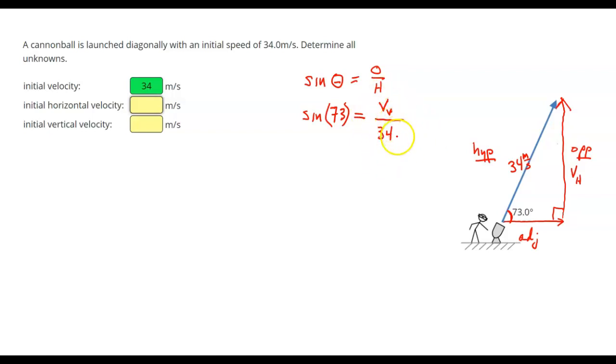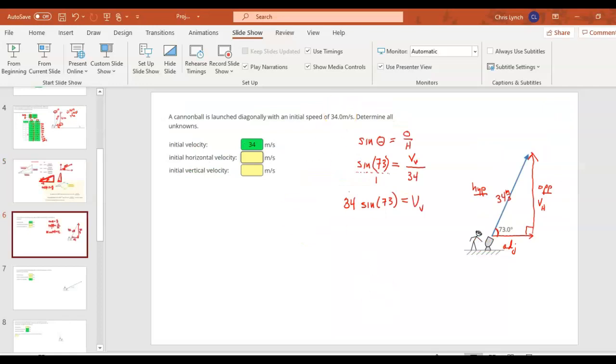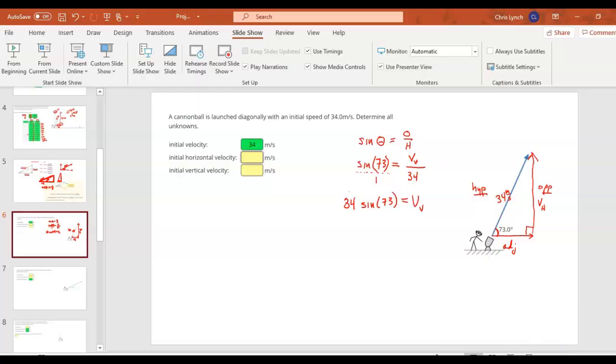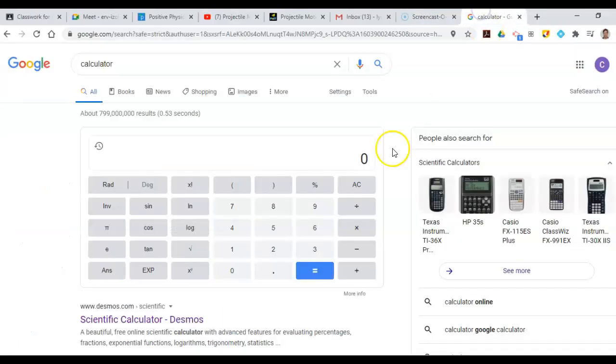So now how do I solve this? Well, I can just cross multiply. You can think of this as being over 1. So we get 34 sine 73 equals 1 times the vertical velocity. So that's the vertical velocity. Now we need to plug it into our calculator. So let's go to our calculator. 34 sine 73.